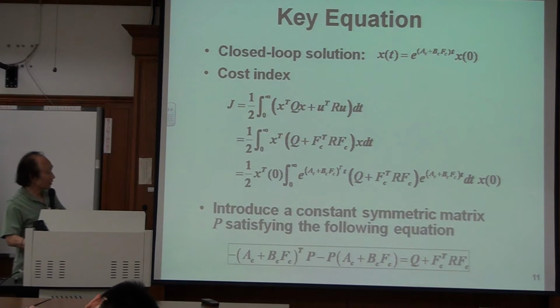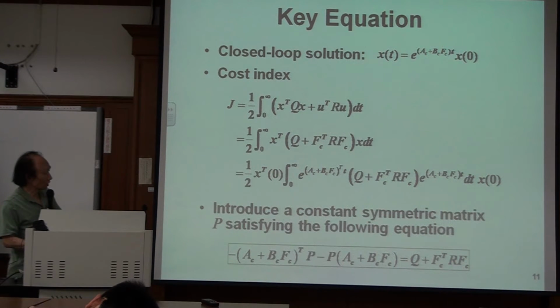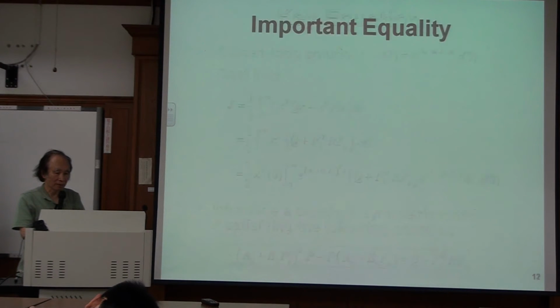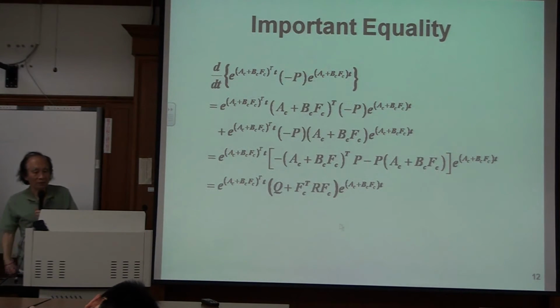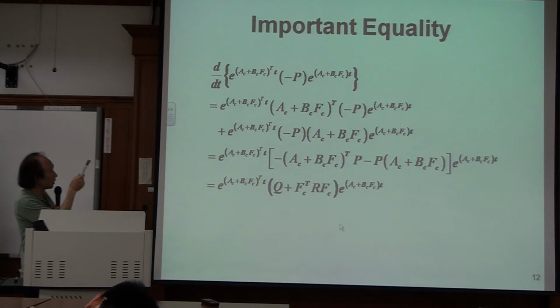Now, if there exists a constant symmetric matrix P such that the following equation is satisfied, my solution FC is here. Assume that is true. Be careful, this is the key equation. If that's the case, then I can write d/dt, and I have exponential of (AC plus BC FC) t, then exponential of minus (AC plus BC FC) t, and so on.